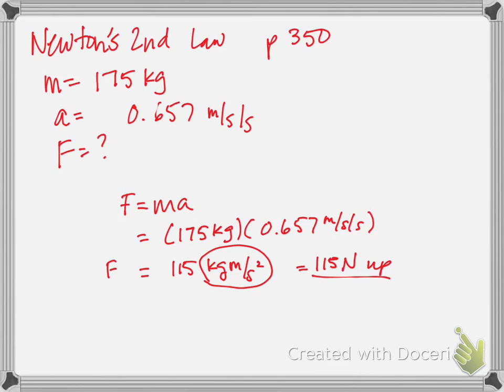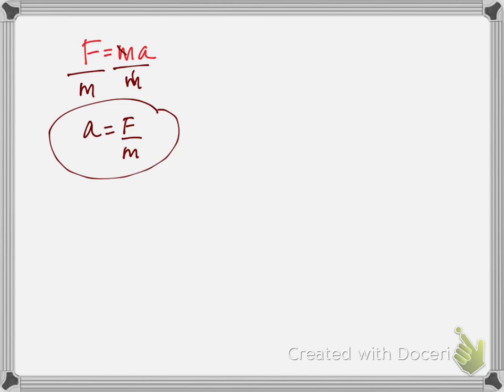So that should allow you to do the three problems on page 351. Let's break down the formula so that you can have it, no matter what they ask for. So if we start with F equals ma and we say, well, what if I asked for acceleration? Well, if I divide both sides by m, then I get acceleration equals F over m. So you can call that your second formula.